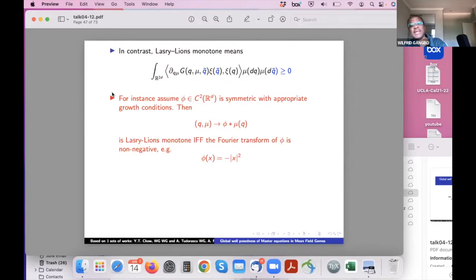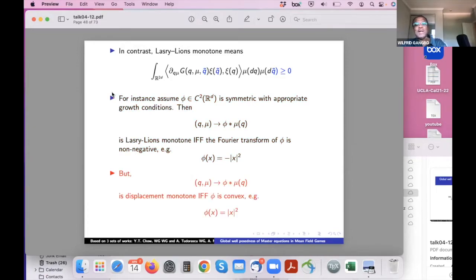For instance, if you take a function of class C2, which is symmetric, and assume that the function grows at most quadratically at infinity, when you look at this convolution, it is Lasry-Lions monotone if and only if the Fourier transform of phi is negative. For instance, phi of s equal to negative s squared is the one which has a negative Fourier transform. And so in this case, this function is Lasry-Lions monotone.